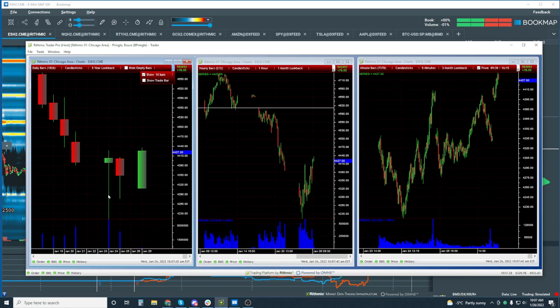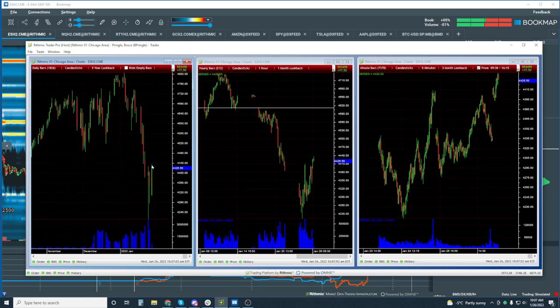Here's Monday. Okay, the move to the downside, massive wick. Here's yesterday. And we have kind of some back and forth within this area here. And then today we're opening and we are back up in here. Back above yesterday's swing. So interesting stuff.